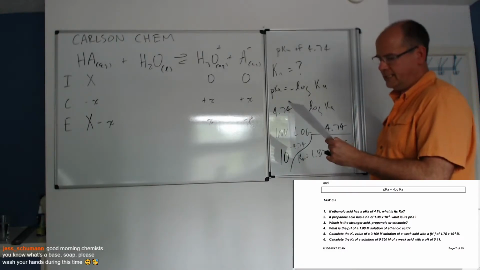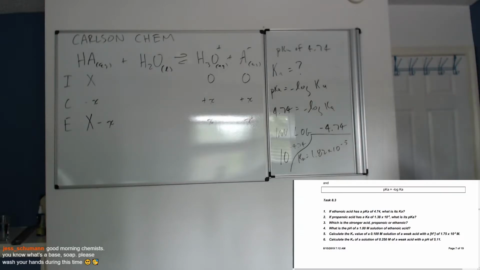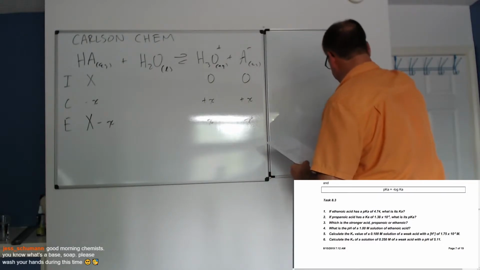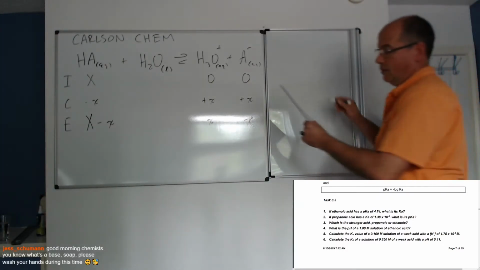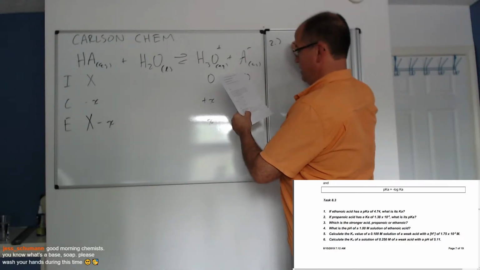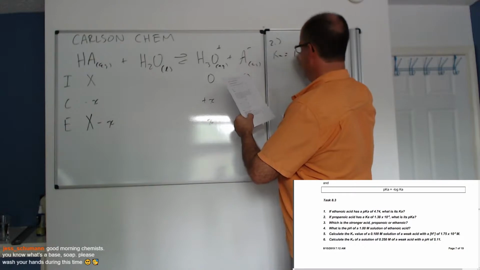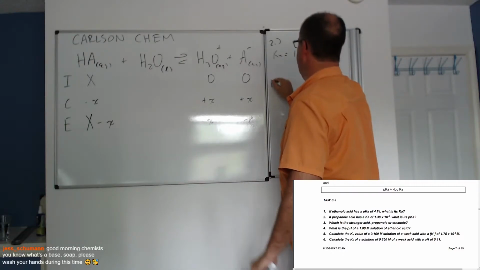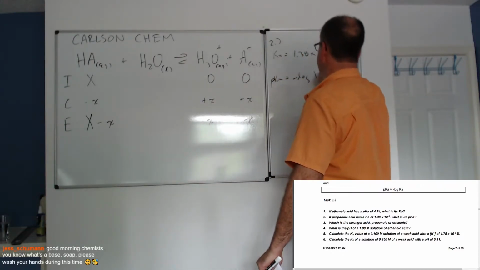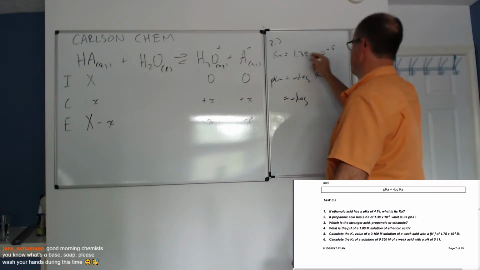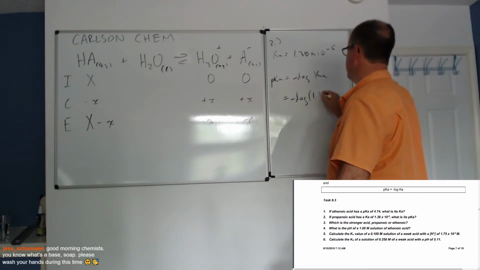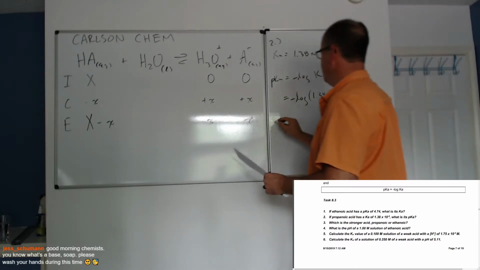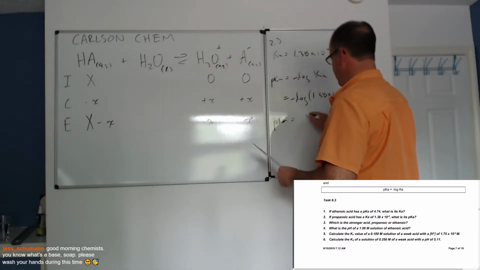So number 2 is if propanoic acid has a Ka, what's the pKa? You're just doing the negative log. So the reverse of that, number 2 in the task, is if the Ka equals 1.38 times 10 to the minus 5, then again, pKa is negative log Ka. So just plug it into your calculator. Negative log of 1.38 times 10 to the minus 5. Just plug that in and you're going to get the pKa equal to 4.86.